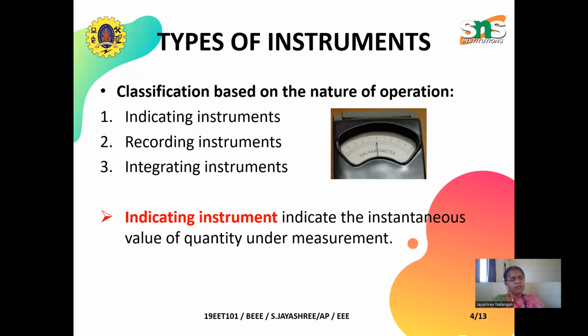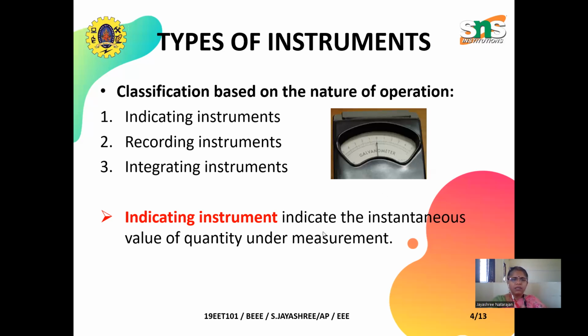The third type is the integrating instrument. An integrating instrument integrates two or three quantities over a certain period of time and gives the value. For example, the energy meter, the kilowatt hour meter we use in our home to measure the EB bill. It integrates how much power we consume for a particular time. Power into time gives the energy. That is a product of two or more quantities. That type of instrument we call an integrating instrument.